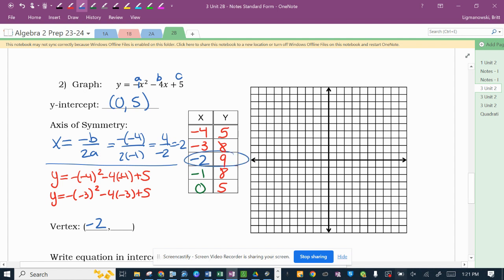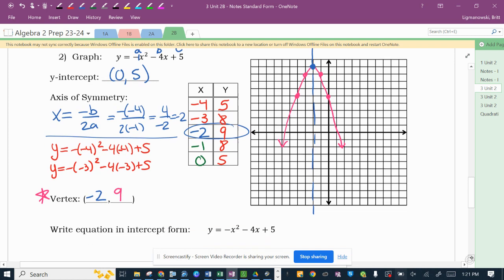I'm going to plot my vertex and draw in my axis of symmetry. So -2, 9 is going to be up here. Draw in my axis of symmetry. And then plot the rest of my points. So -4, 5, -3, 8, -1, 8, 0, 5. Draw my graph. Don't forget to finish your vertex.